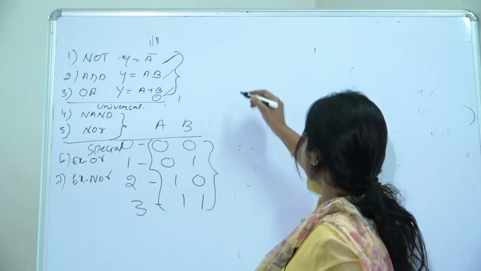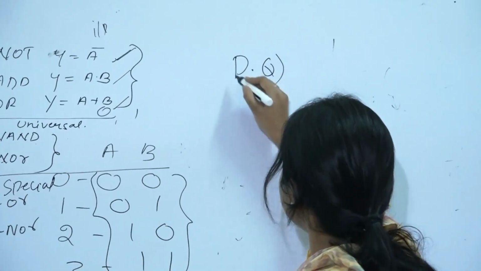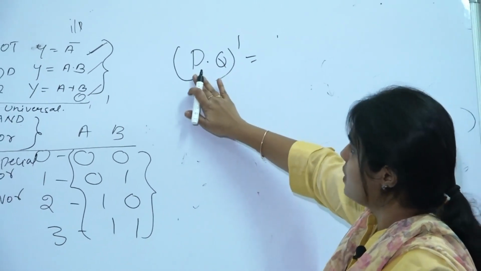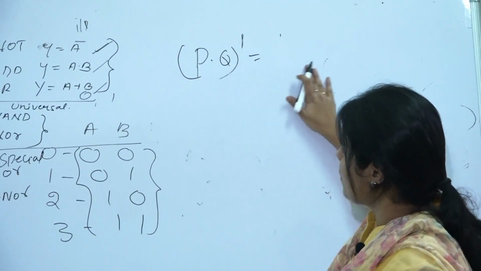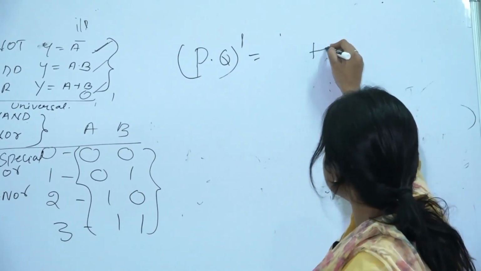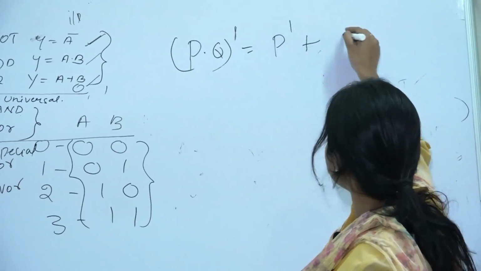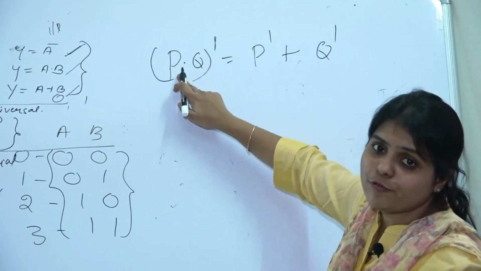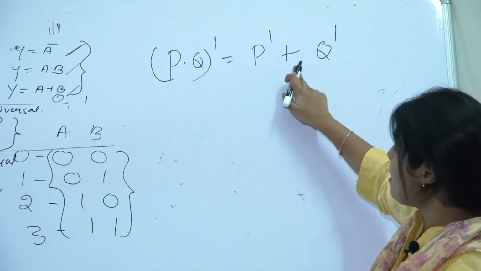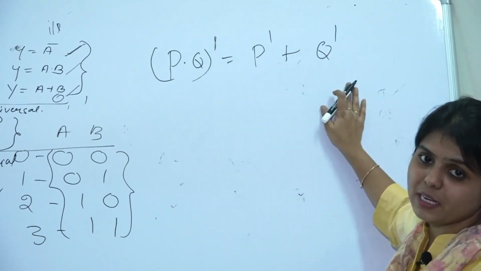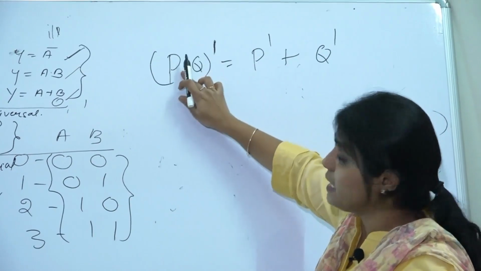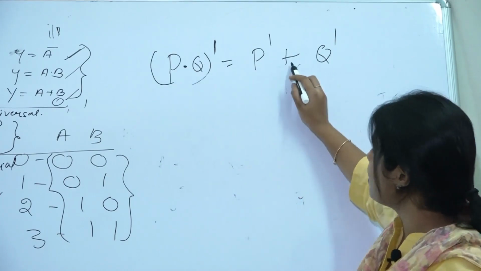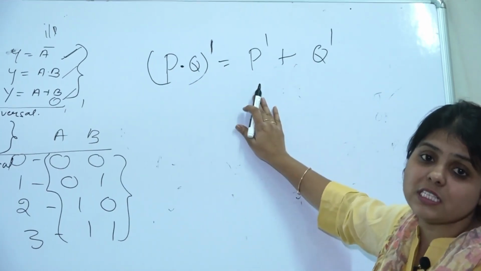Now it says P into Q whole complement, the product of two variables. The complement of the product of two variables is equal to the sum of the individual complements. Please make a note of this. The complement of the product of two variables is equal to the sum of the complements of the individual variables. That is, when you separate this complement across two variables, your AND operation becomes an OR operation. This is the first De Morgan's law.